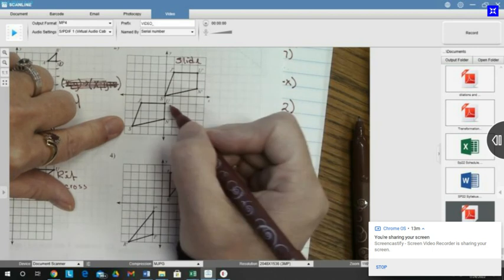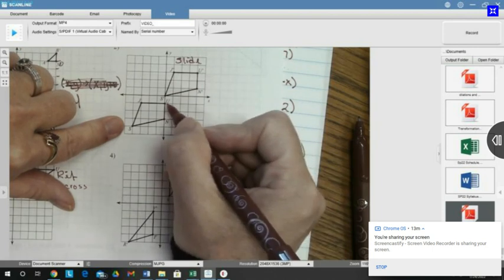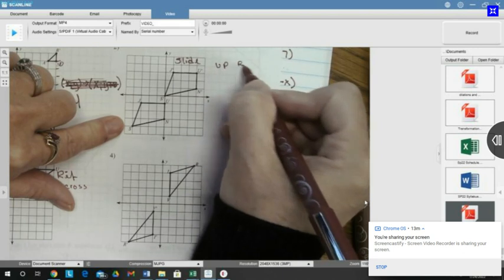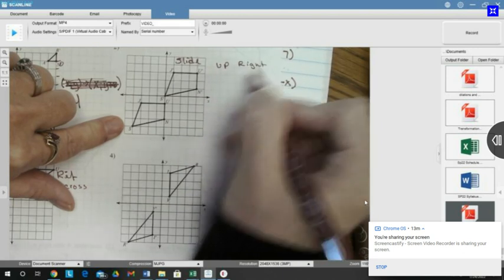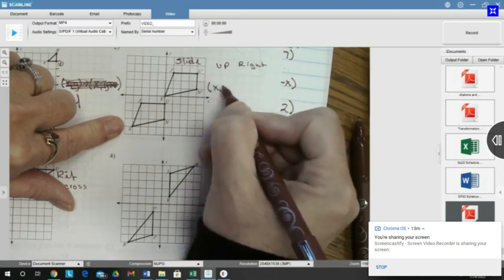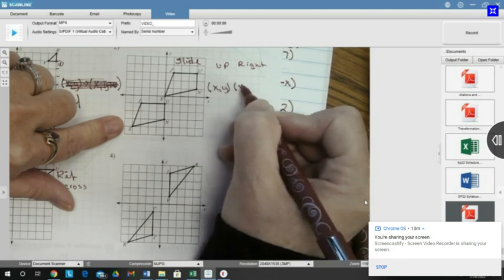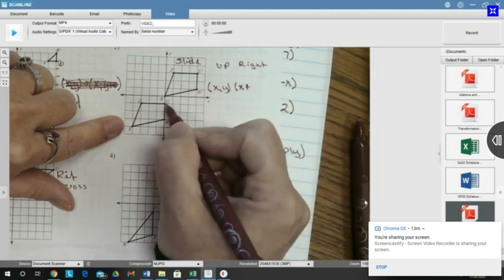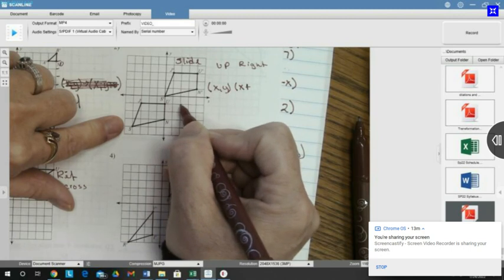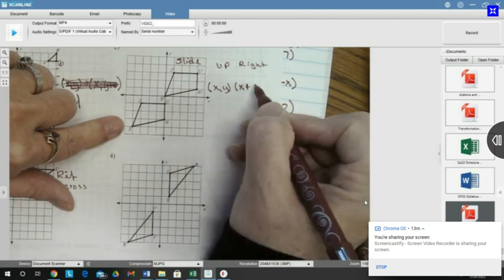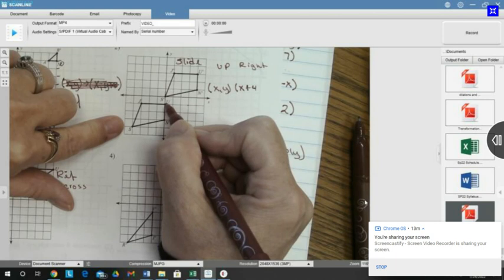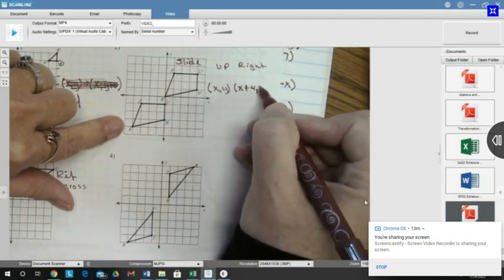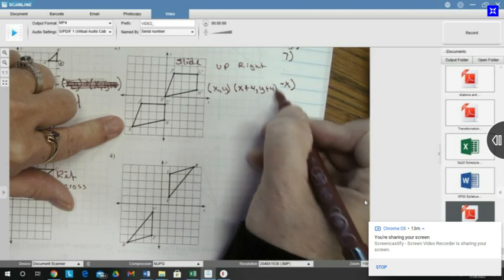So I'm going to count from U to U prime. That means I'm going up and right. So (x, y) goes to (x plus 1, 2, 3, 4, and up 1, 2, 3, 4), y plus 4. Okay.